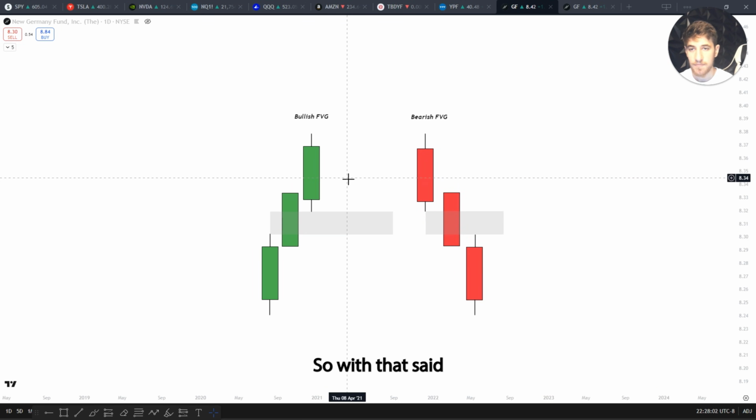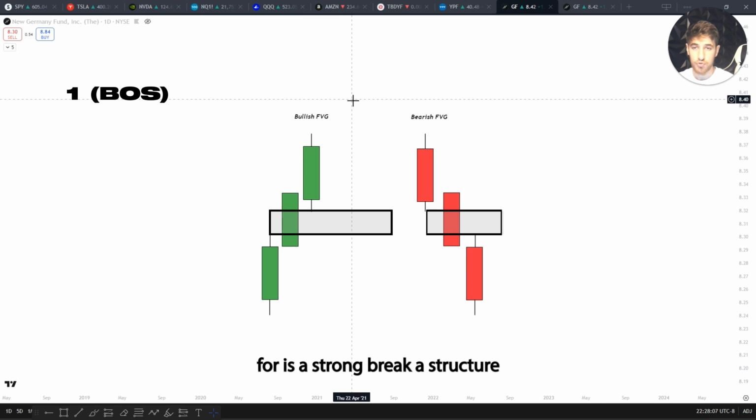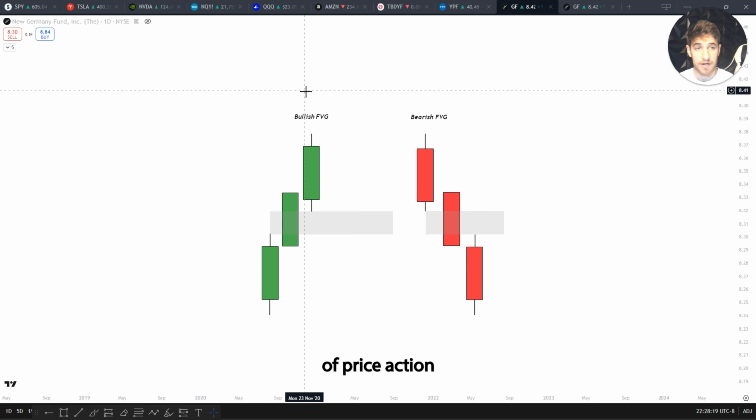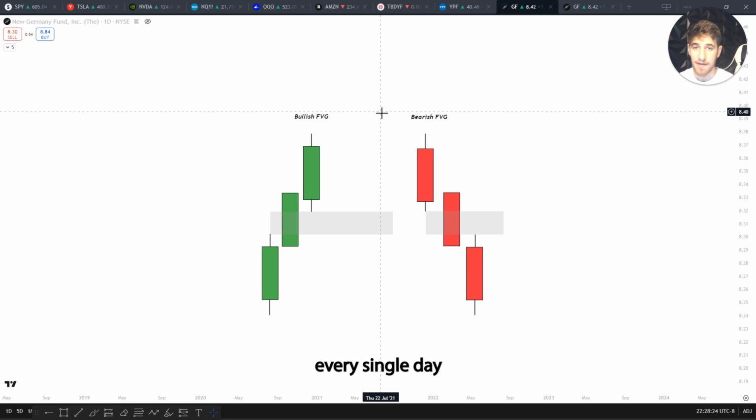So with that said, this is the second step of our strategy. All right, first thing we look for is a strong break of structure, and the second thing we look for is a very nice fair value gap. All right, very simple. It just requires a little bit of intuitiveness, and you guys have to have a little bit of an understanding of price action, but other than that, you guys have literally just 2 steps right there, and we can find it every single day. So 2 steps down, we want to take a look at our last step for finding this setup, which is going to be the actual rule set.